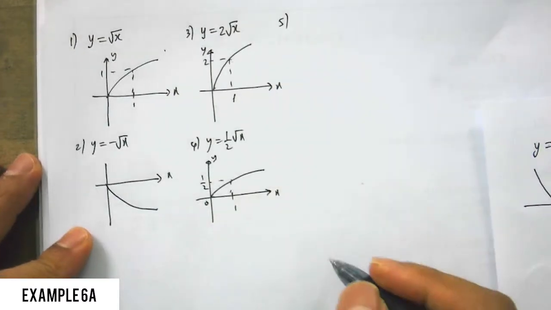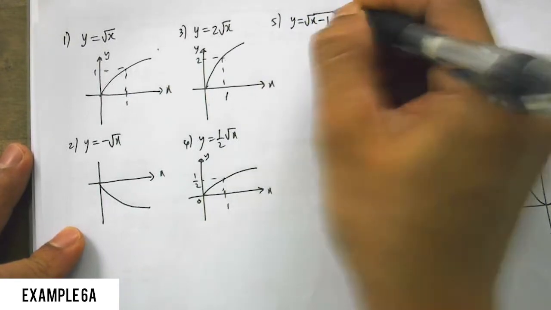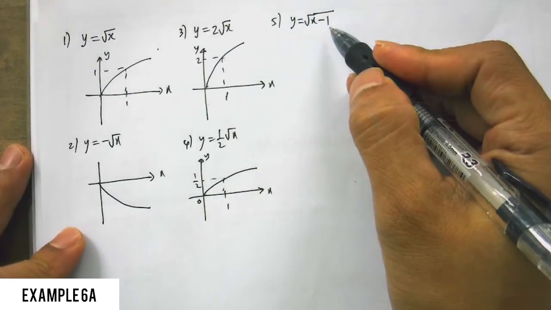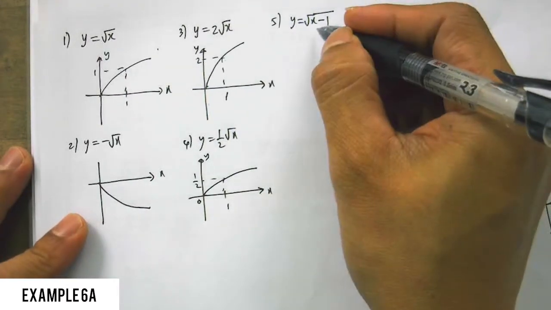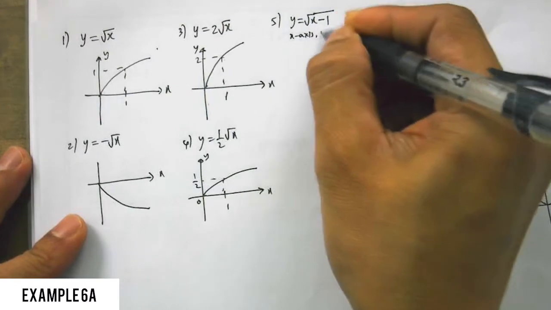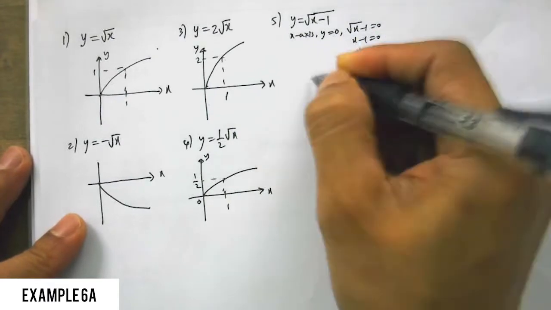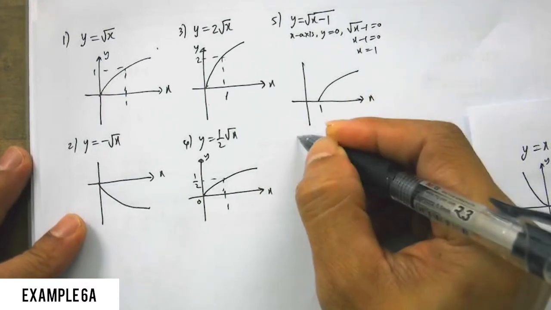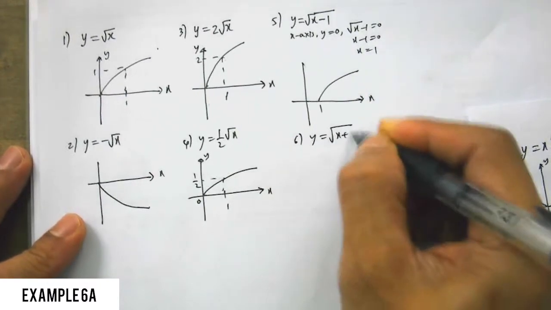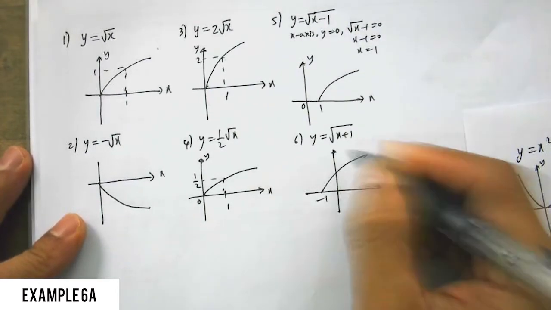Okay, number 5. How about y equals square root of x minus 1 inside? Remember the minus 1? The number next to x is not going up and down, it's going left and right. Now, how do you know? Or maybe you can do this. At the x-axis, y is 0. So square root of x minus 1 is 0, x minus 1 is 0, x is 1. That means you actually start from 1. This is now your x-intercept. Now, if I give you square root of x plus 1, instead of shifting to the right, now I shift to the left. Negative 1. Correct?